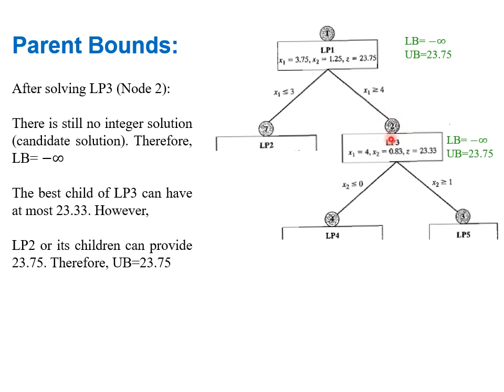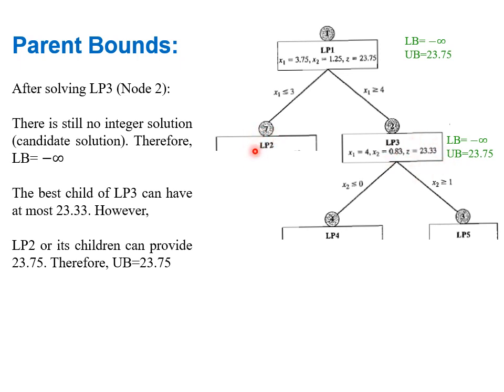We randomly selected this node 2 as LP3, and we solve it. When we solve it, again, the result is not integer. Since it is not integer, and since until now we couldn't find an integer solution, a candidate solution, our lower bound does not change. It's still minus infinity. But in order to calculate the upper bound, we need to look at all the unexplored nodes. Currently this node is unexplored. We will explore it, we will branch it, and the maximum possible value that we can get from this side of the branch and bound tree is 23.33.